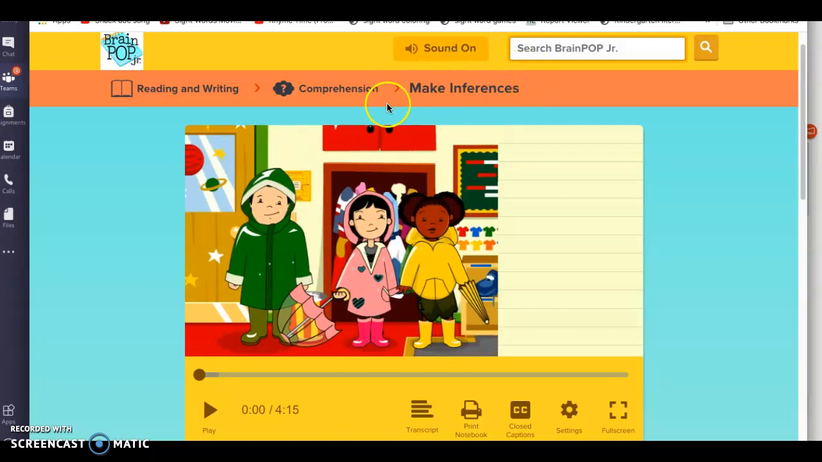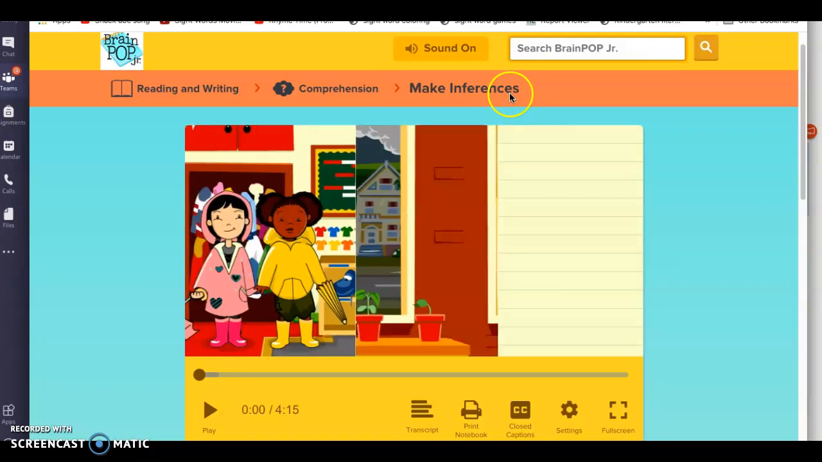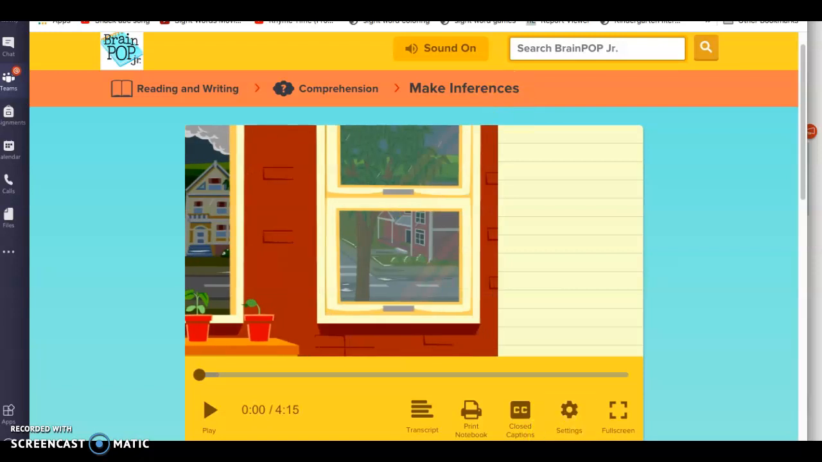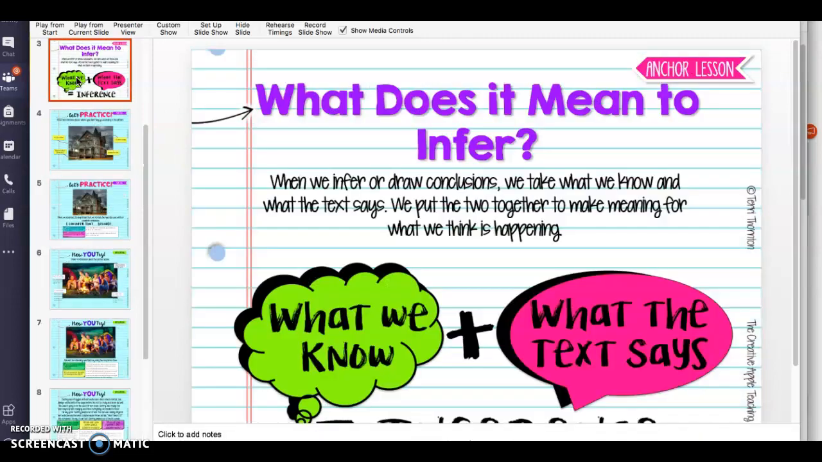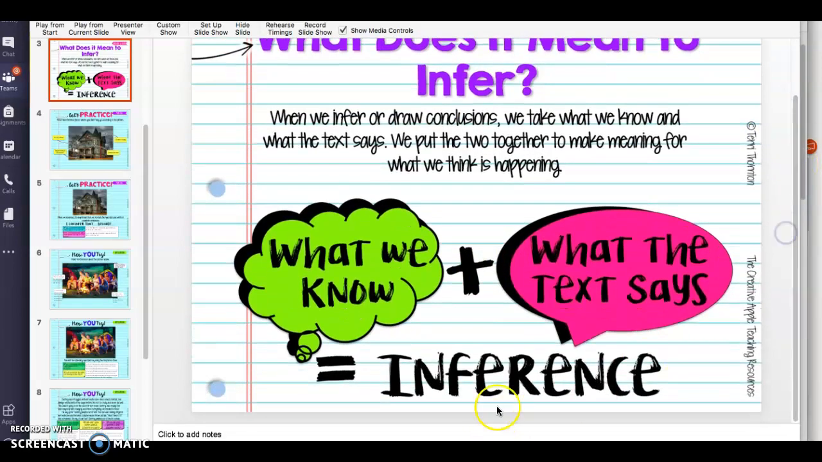So this week we're going to be focusing on inferences again. If you remember from last week, we had a review of inferences. We looked at some pictures and we talked about how inferencing is also called drawing conclusions. So sometimes a question will ask you to infer some information and sometimes it will ask you to draw conclusions. It all means the same thing, and what it means is an educated guess. So to make that guess, we use what we know and what the text says to create an inference.